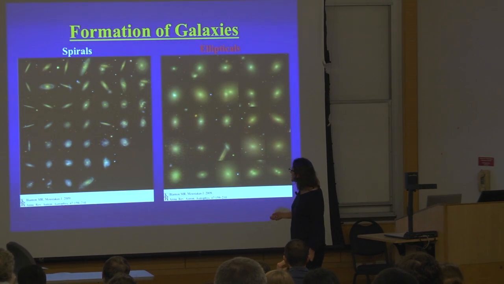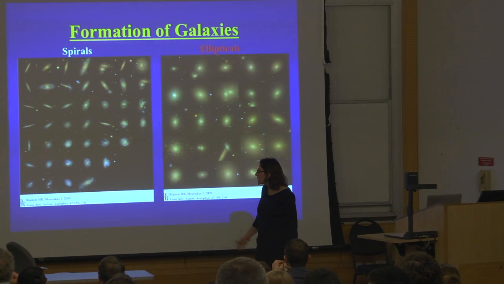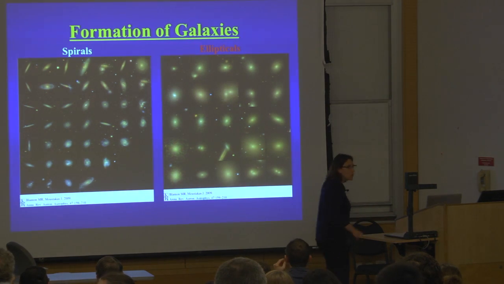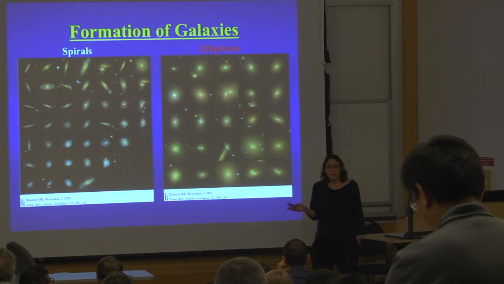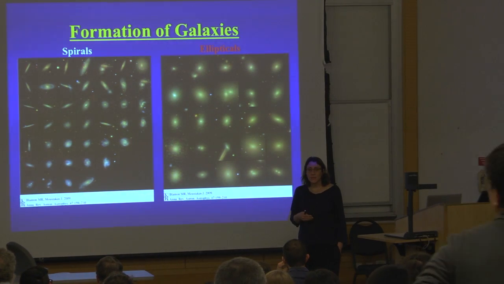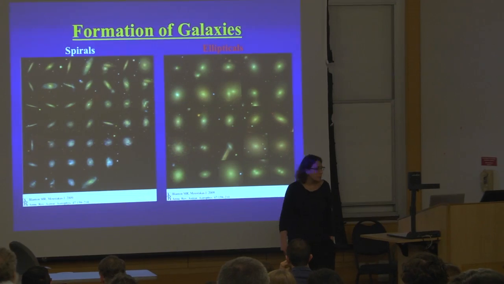And you can see that not only are the spirals and ellipticals typically different shapes, but they also have different colors, and it turns out they probably formed in slightly different ways. So understanding the origin of the vast variety of galaxy types and luminosities and colors and sizes and masses, understanding where this vast variety comes from is one of the key goals for modern astronomy.